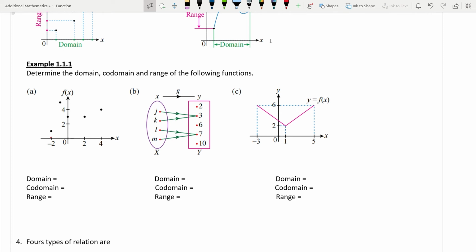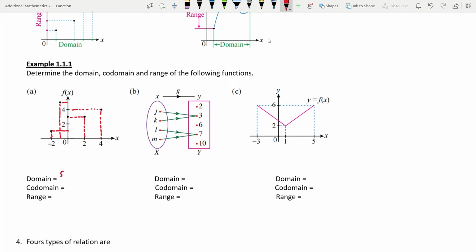Let's look at example 1.1.1. Determine the domain, codomain, and range of the following functions. Example A is a Cartesian graph. Let's trace back the points so that we can look at the values. The first point is negative 2, 1. The second point is negative 1, 5. The third point is 0, 3. The fourth point is 2, 3. And the last point is 4, 4.